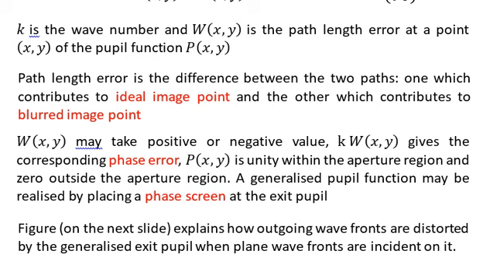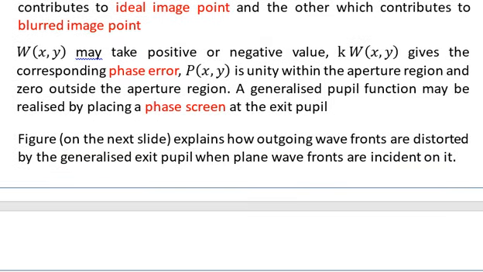A generalized pupil function may be realized by placing a phase screen at the exit pupil. So you see that even if we have a very clear aperture, we can use a phase screen at the pupil function to simulate how aberrations behave when they are present. For simulation purposes we can place a phase screen there, and we can also do the same thing for practical reasons. The figure on the next slide explains how outgoing wavefronts are distorted by the generalized exit pupil when plane wavefronts are incident on it.